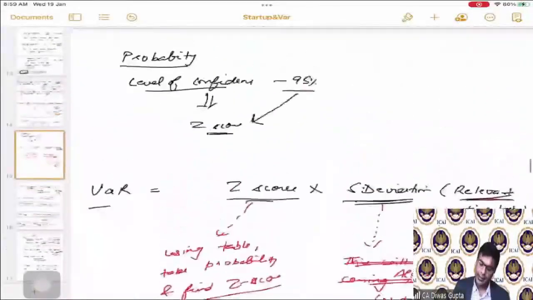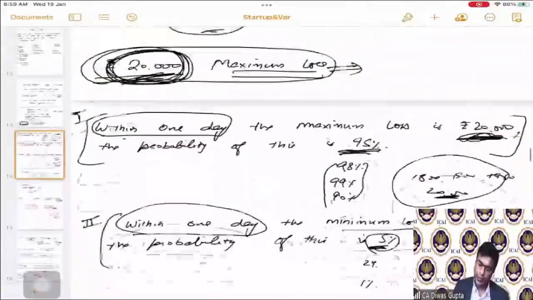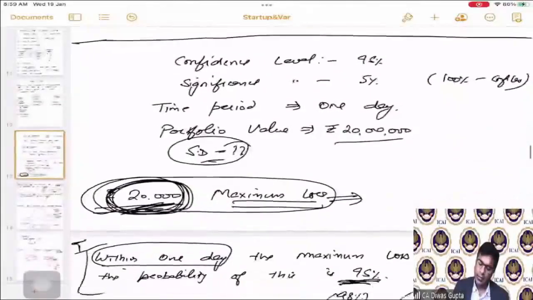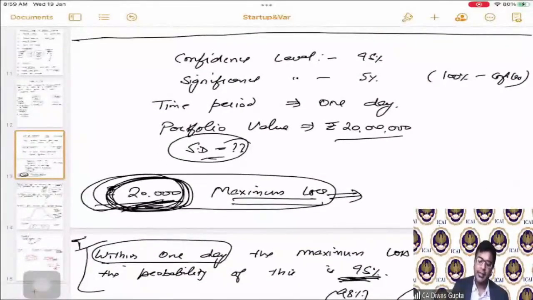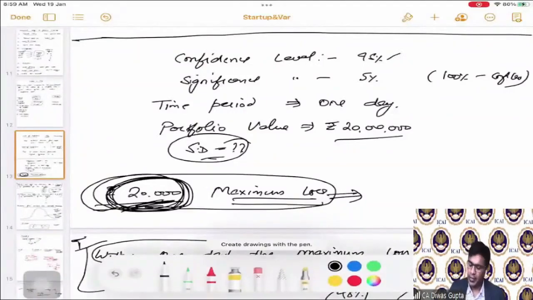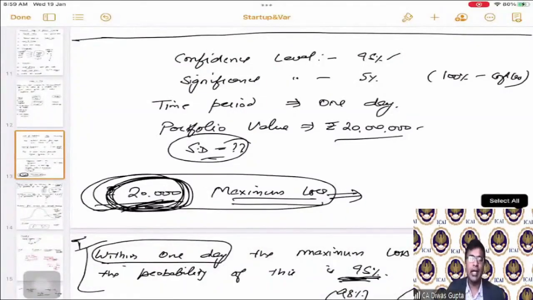Now, Namita is asking a very good question actually, which will be there in all of your minds. Let me just take this example again. This is the starting point. We said that the confidence level is 95%, the portfolio value is 20 lakhs, and there is some SD that is already given. Using that, we arrived at a maximum loss of 20,000.